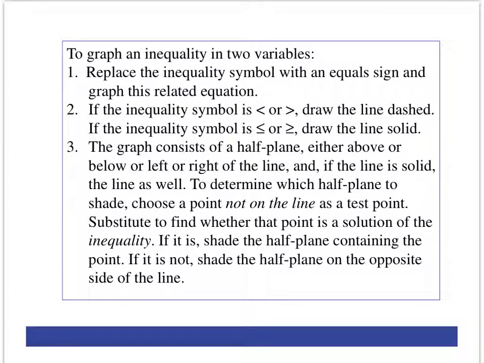Alright, to graph an inequality in two variables, replace the inequality symbol with an equal sign and graph this related equation, just like we did. If the inequality symbol is less than or greater than, then you draw a line that is dashed. If the inequality symbol is less than or equal to, or greater than or equal to, then we draw a solid line. The graph consists of a half plane, either above or below, left or right of the line. And if the line is solid, the graph includes the line as well. So we want to make sure you cover that.